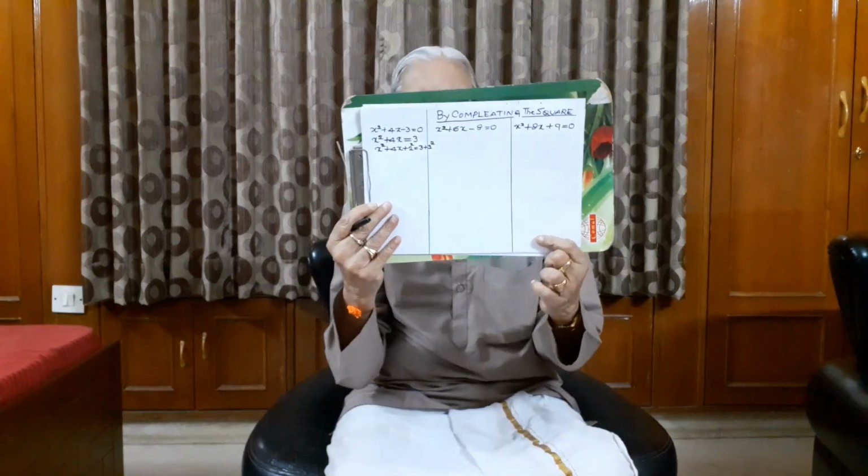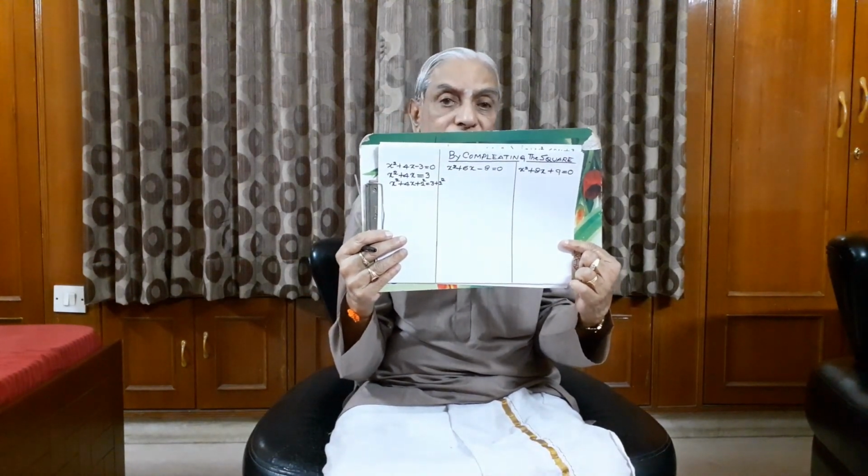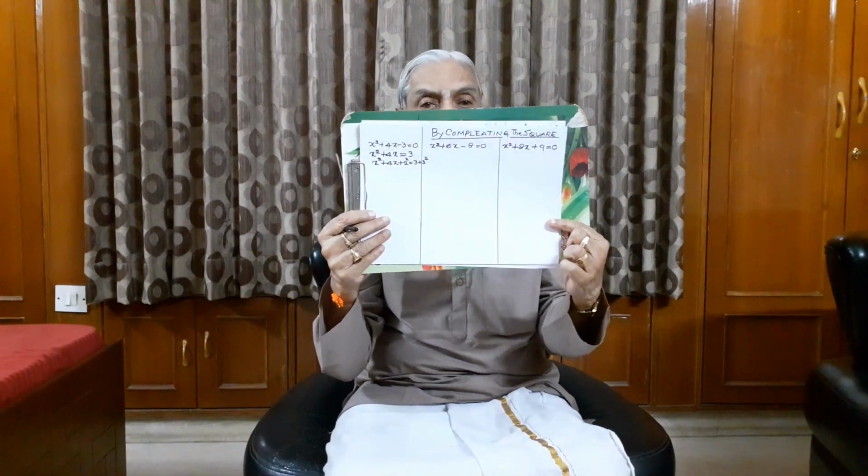Please see that. I have written x squared plus 4x as it is. Take half of the coefficient of x. That is, 4 is there, and half of it is 2. Square it and add it. x squared plus 4x plus 2 squared. That is equal to, since we added 2 squared on this side, we must add 2 squared on the right hand side. The equation remains unaltered in value if equal values are added to both sides of the equation.